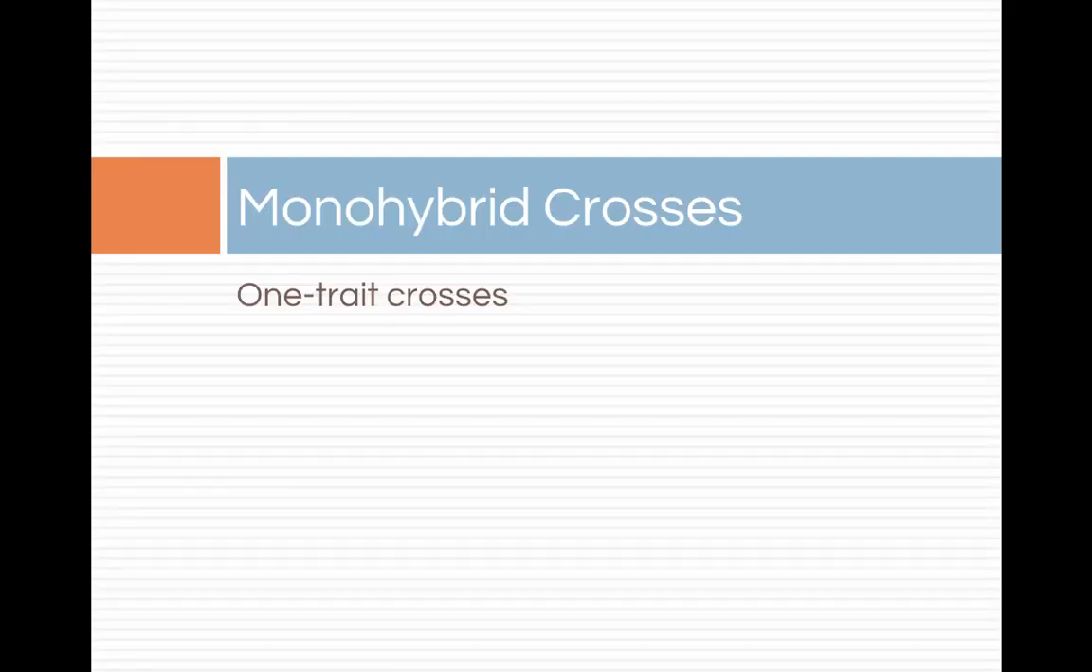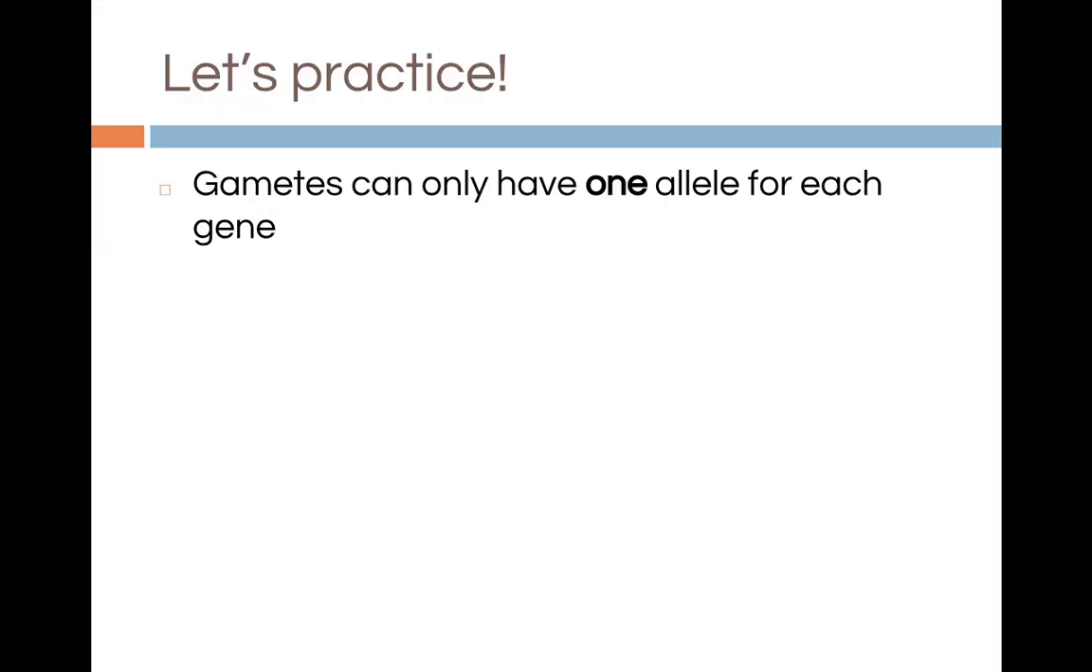So now we're going to practice some crosses. Again, this should be exactly like what you remember from 7th grade. The word up here might be new to you: monohybrid. Mono meaning one, hybrid meaning we're crossing two things. It's just a fancy way of saying we're looking at one trait at a time. So mono, one trait. Okay, so like we just said, gametes can only have one allele for each gene.